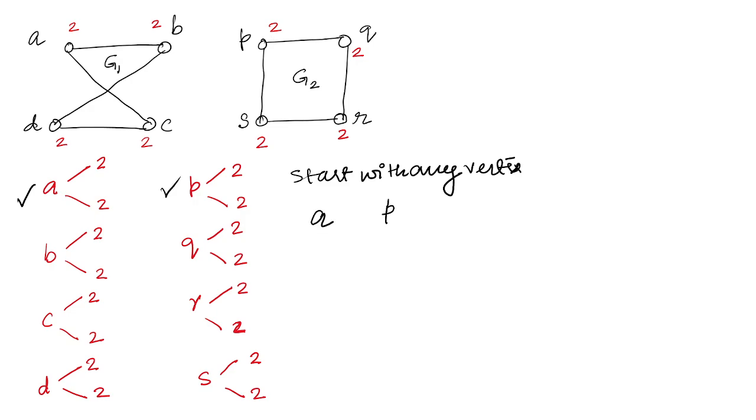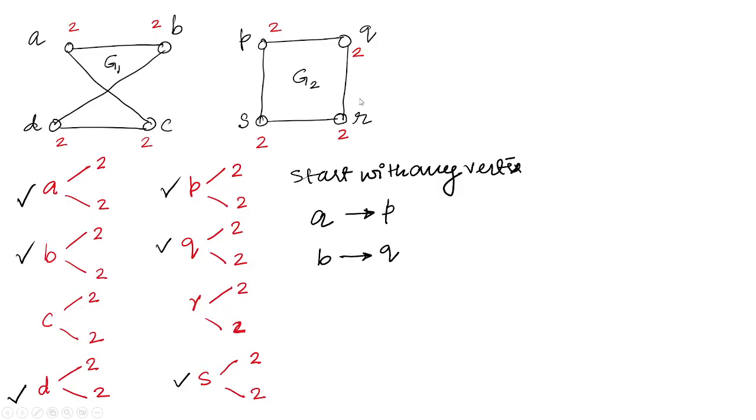So A and P I have mapped. Then from A I can come to B. So I have taken B here, and here from P I can go to Q, let's say. Now this is again one-to-one mapping because adjacent vertices have the same degree. Then from B you can come to D, and from Q you can come to R.